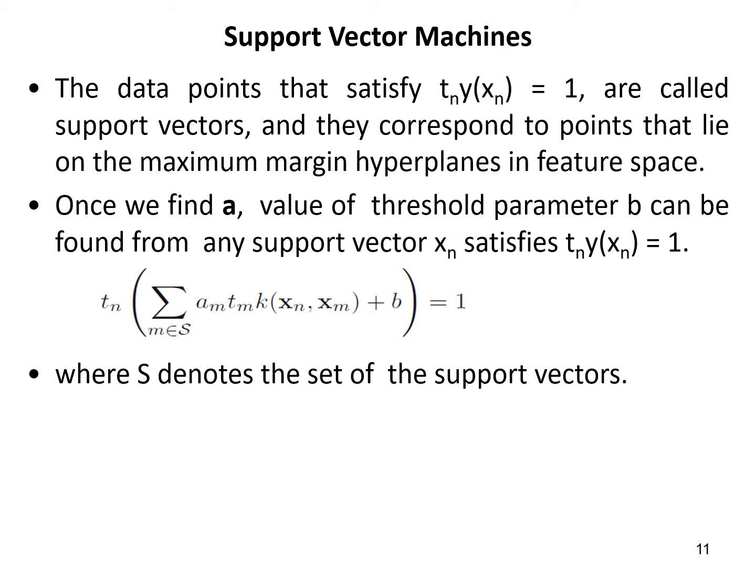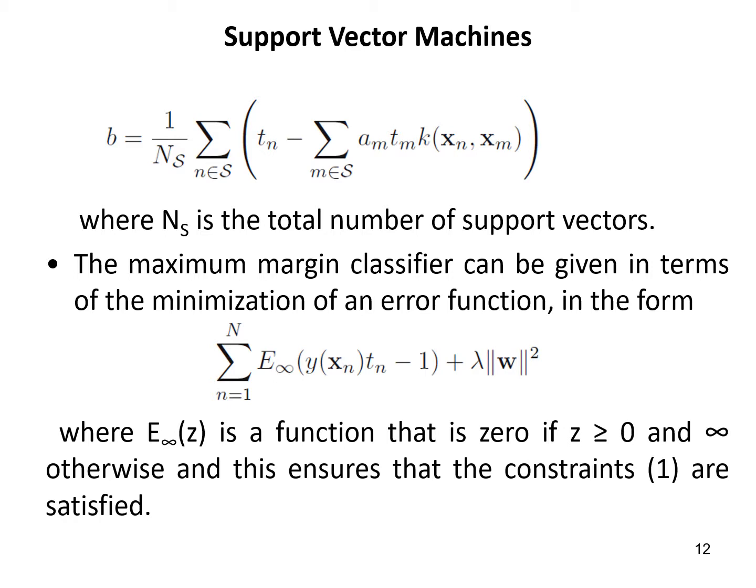Once we find a value of the threshold parameter, b can be found from any support vector xn satisfying tn y(xn) equal to 1. In the equation, S denotes the set of support vectors. The equation for b is given. Here Ns is the total number of support vectors.